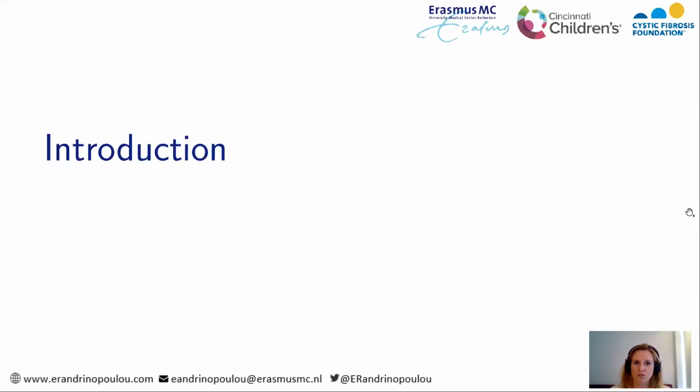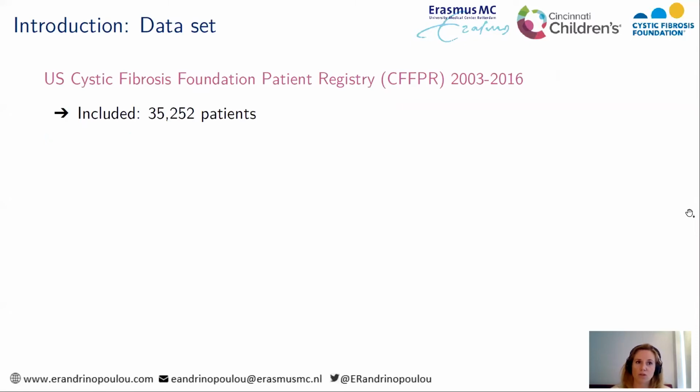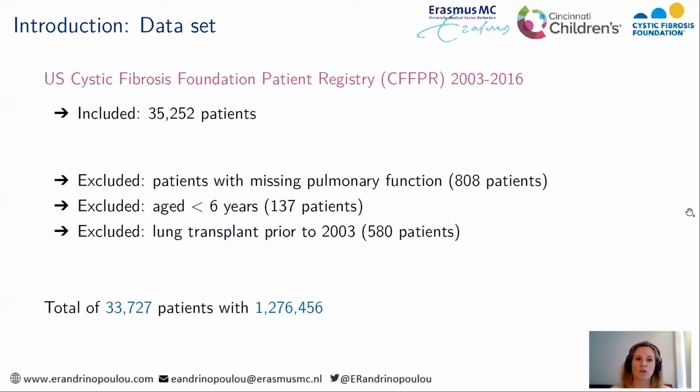So first, I would like to start with the introduction and in particular with the data that we used. We used the US Cystic Fibrosis Foundation patient registry data from 2003 until 2060. We included about 35,000 patients, and from those we excluded patients with missing pulmonary function, patients that were younger than 6 years old, and patients that received lung transplantation prior to 2003. The total number of patients was about 34,000, with more than 1 million observations.